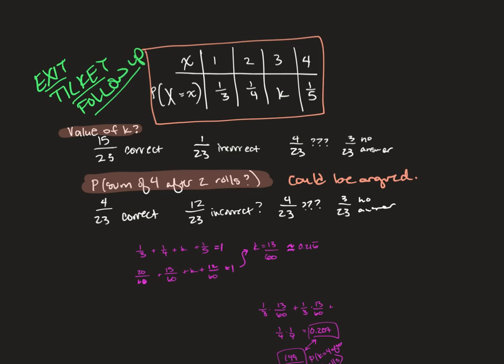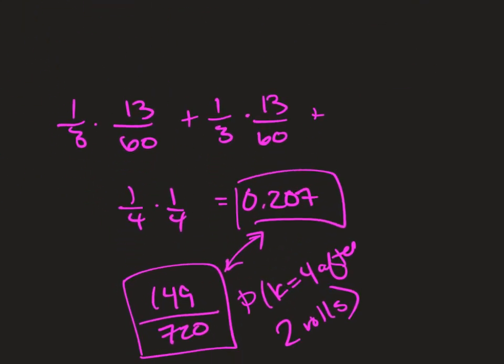you would take the probability of getting a 1 multiplied by the probability of a 3. That's like first a 1 and then a 3. And then this would be a 3 and then a 1, and you would add to that the probability of getting 2 2s, so your total probability was 0.207.